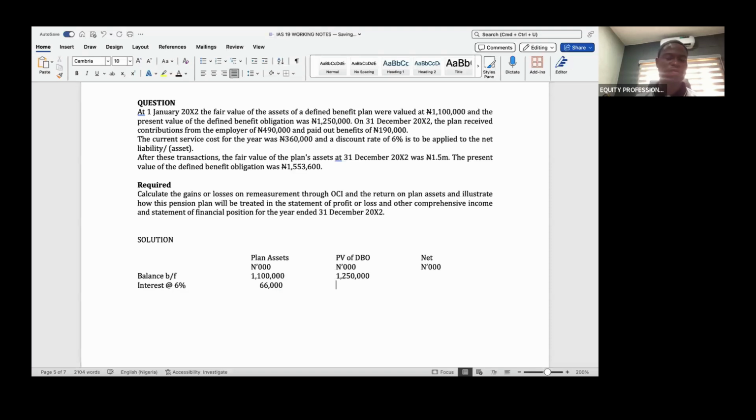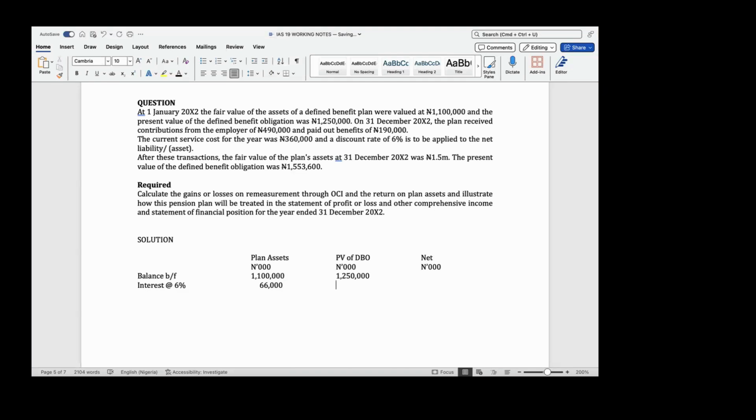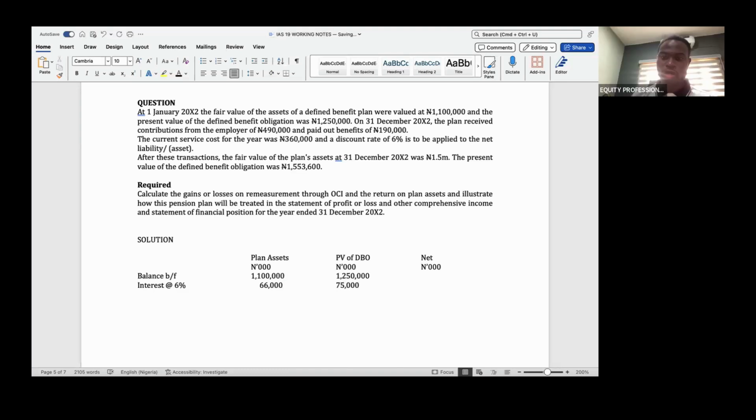So what would be the 6% of 1,250,000? I really need you to give me figures so that we won't spend so much time on this. So what's 6% of 1,250,000? 75,000. I told you that what we need is the net. So the net is 9,000 because the liability is higher. Let's put it in brackets. This one is higher, put it in brackets.